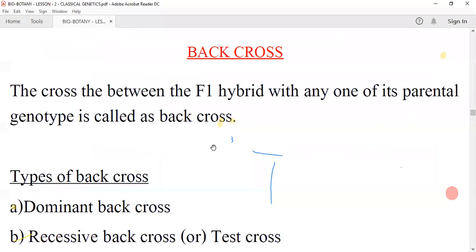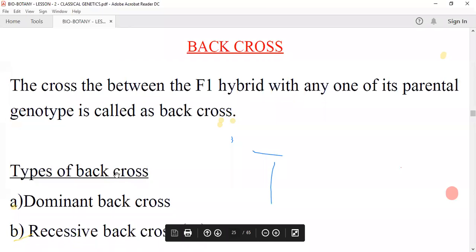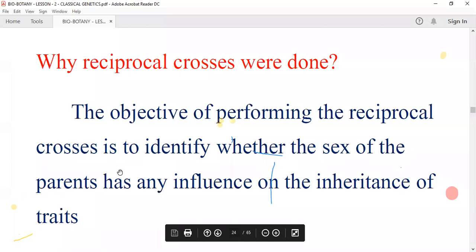Next is the back cross. So what does back cross mean? The cross between the F1 hybrid and any one of its parental genotypes is called the back cross. Okay. So first here also we have the parental genotypes capital T and small t. In the F1 we are getting capital T and small t. So the capital T small t is again back crossed with any one of the parents. The parent may be dominant, if it is crossed with, I will explain here.